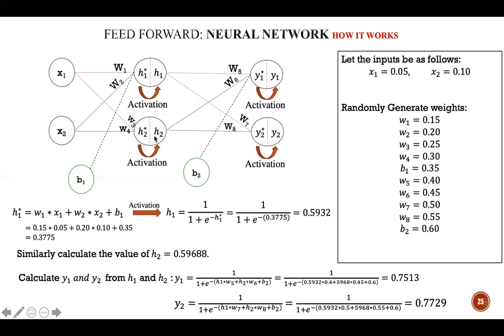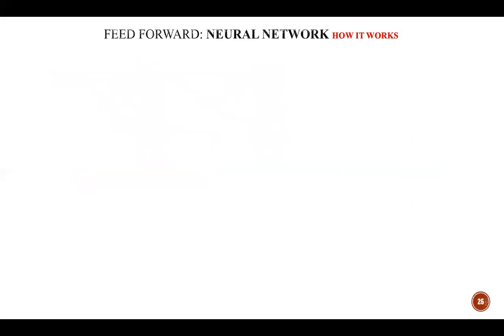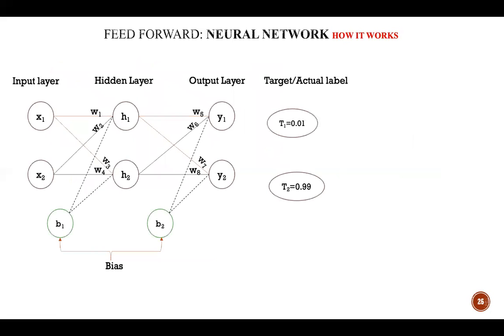Y2 is the same thing. You have H2 and H1 given, W7 and W8 are given, and you do your calculation and you get this number. So this is the full equation, this is the number substituted, and this is your result. So this is my output layer. The input layer, going through this process, gives me two outputs, Y1 and Y2.